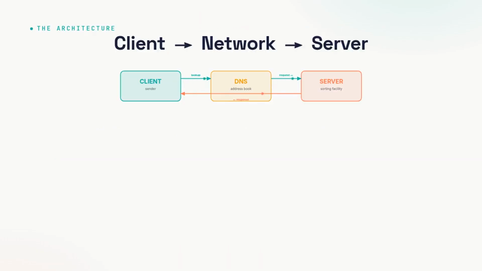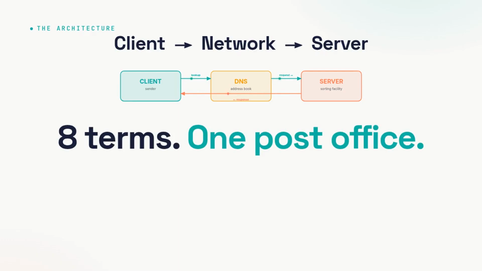Those 5 checkpoints all live in one picture. 3 zones. The client, your browser, your device, the sender. DNS in the middle, the address book. And the server, the sorting facility, where the work actually happens. Every request passes through all 3, and every error belongs to exactly one of them. 8 terms, 1 post office. That's the whole map. Let's name each piece.